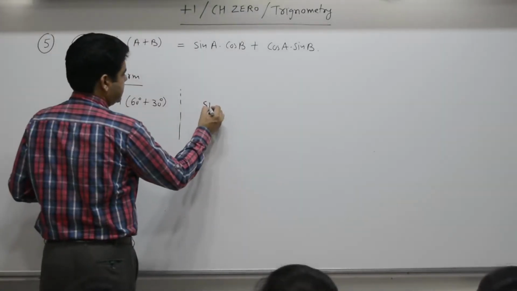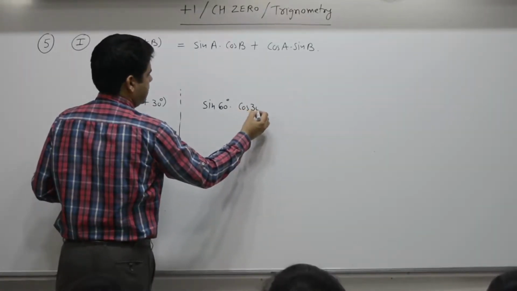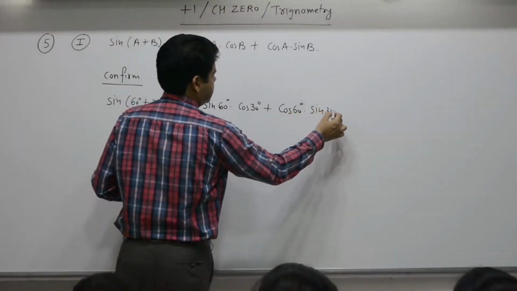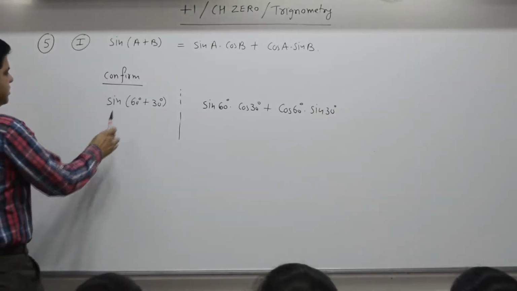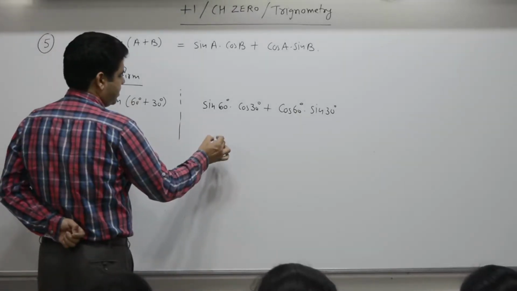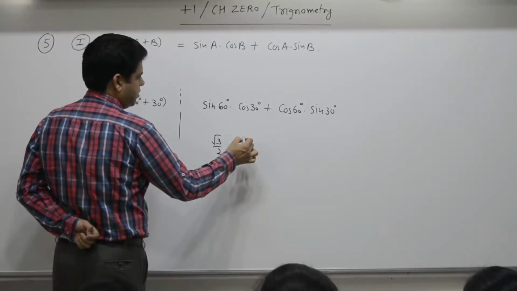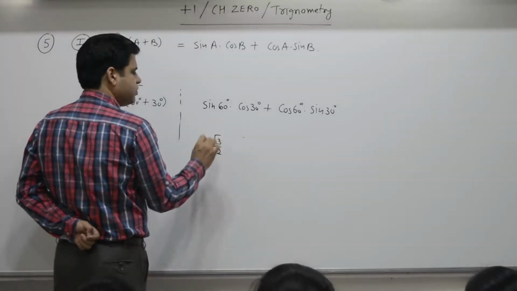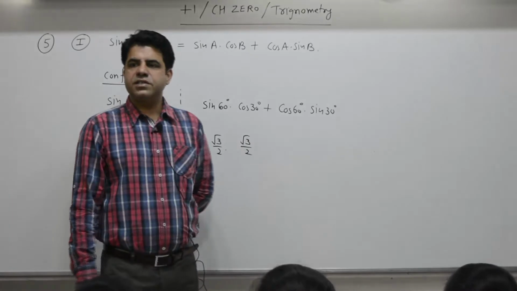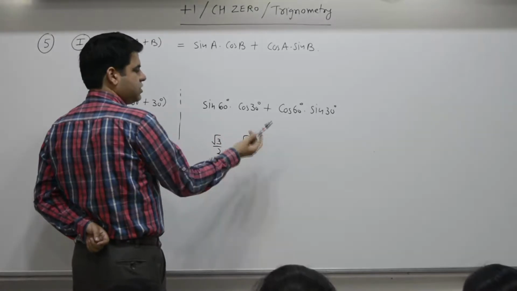Right side: sin 60 cos 30 plus cos 60 sin 30. Left side: sin 60 plus 30, sin 90. Sin 90 is equal to what? 1. Sin 60 is what? Cos 30. Sin 60 is also the same, because sine of 90 minus theta is equal to cos theta. So sine 60 and cos 30 come out to be the same.